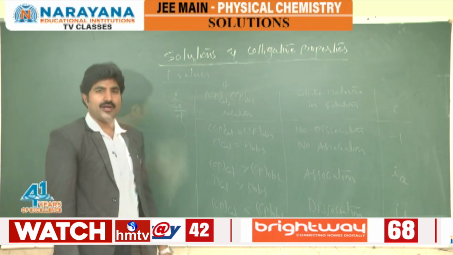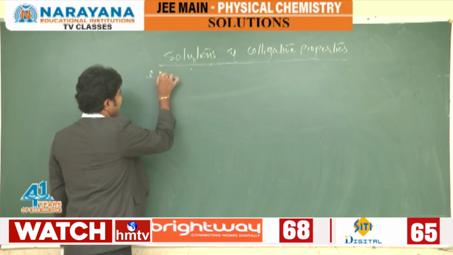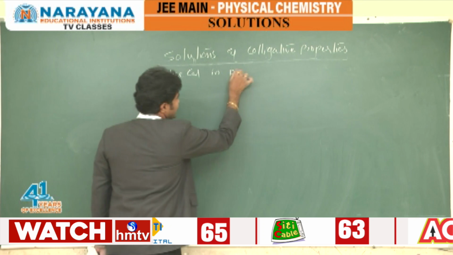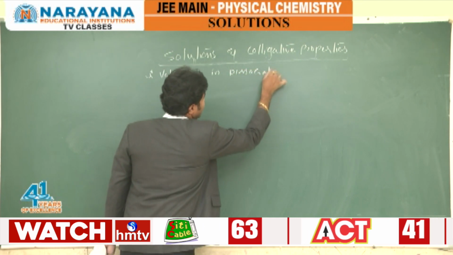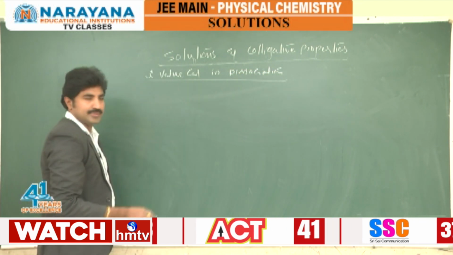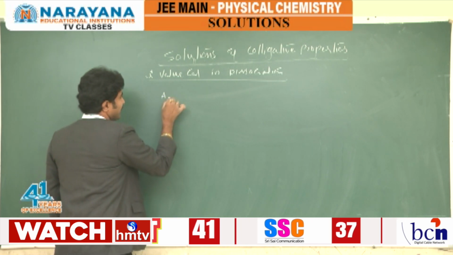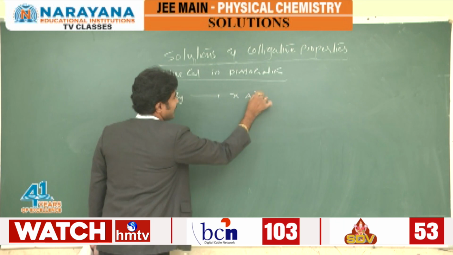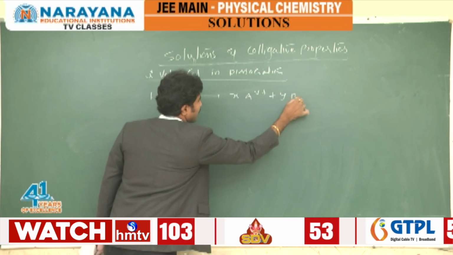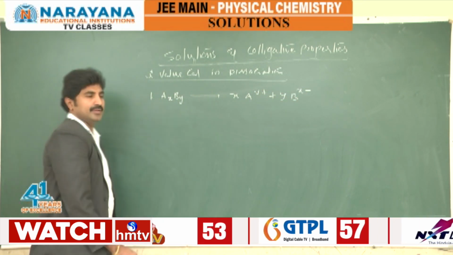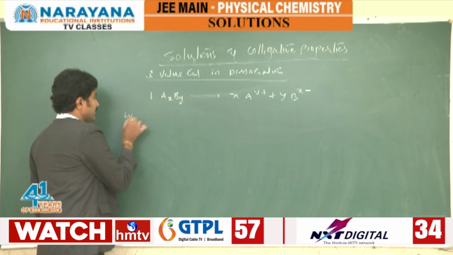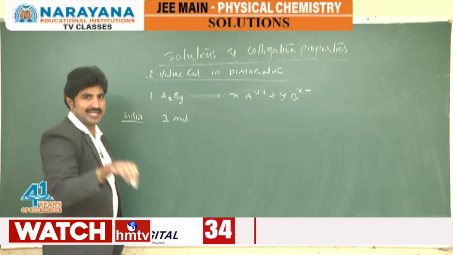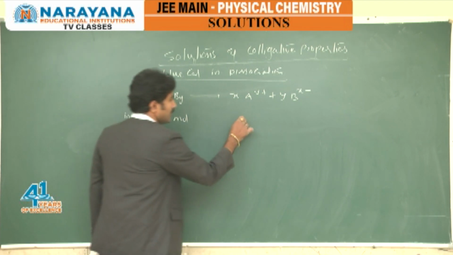See this. How to calculate i values in different cases? i value calculation in dissociation and association. In dissociation, suppose you take an AxBy electrolyte. On dissociation it produces x A^y+ ions and y B^x- ions. Initially I have taken 1 mole in the solution. That means 1 mole is added to the given solvent.